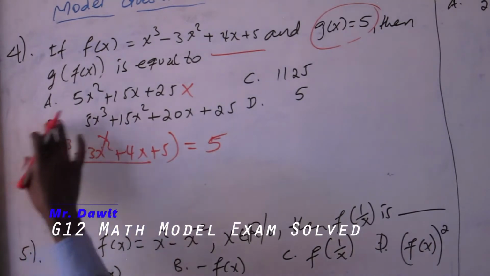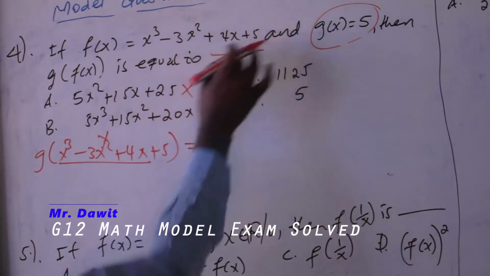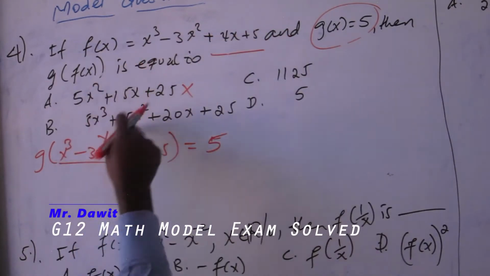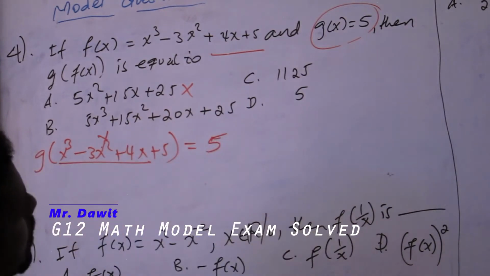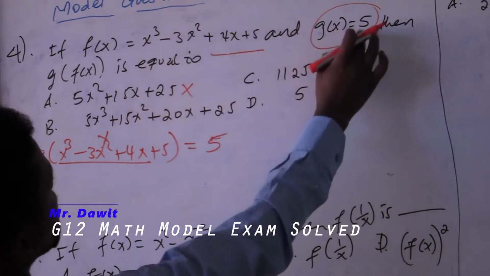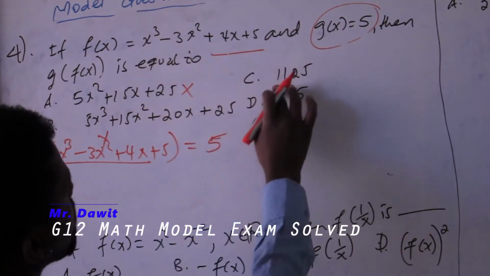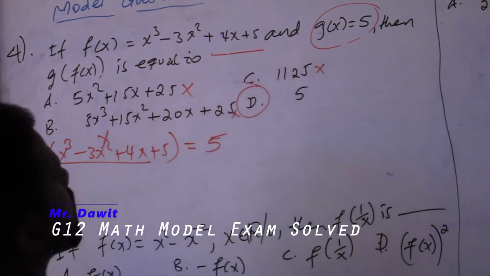When you come to b, it multiplies all the numbers by 5. This also becomes 5x cubed plus 15x squared plus 20x plus 25. See, this is again wrong. Just substitute the value of x by 5, so finally it becomes 1125. This is again wrong. So the answer is 5.